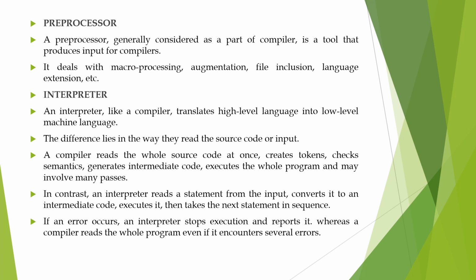If an error occurs, what does it do? An interpreter stops execution and reports it, whereas a compiler reads the whole program even if it encounters several errors. The other difference is that we can take Python and C as examples.